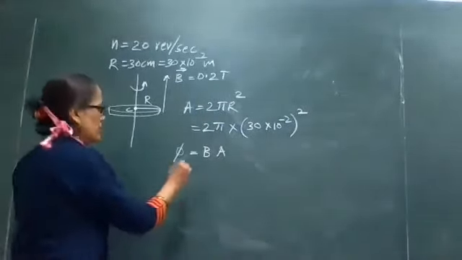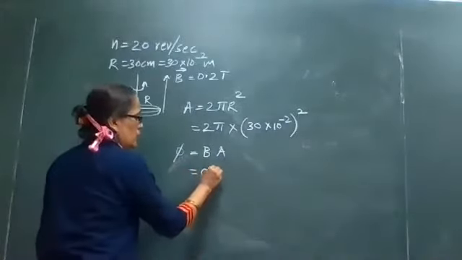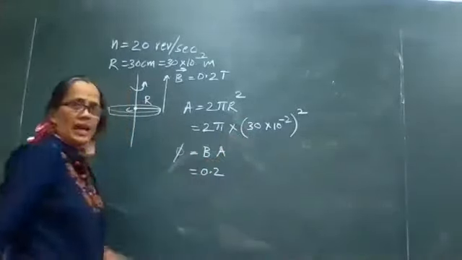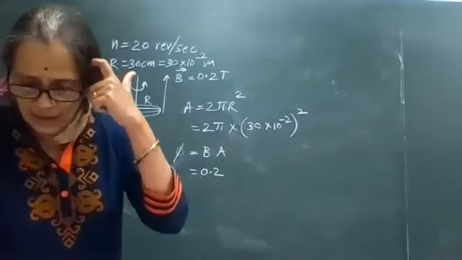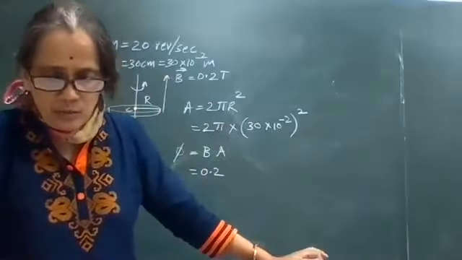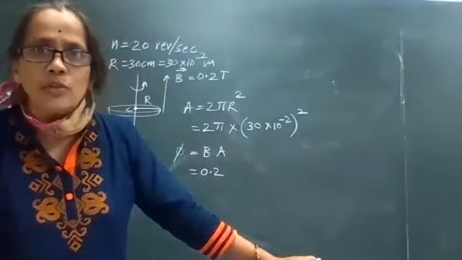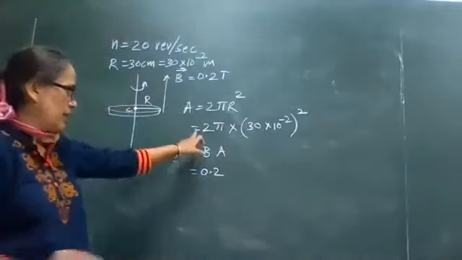Fine? So what I'll say, b is 0.2 and this area, answer. So have you got your answer, which is nothing but, how much you got the answer? Okay, fine, I'll do the calculation.